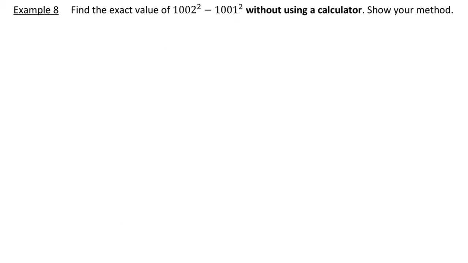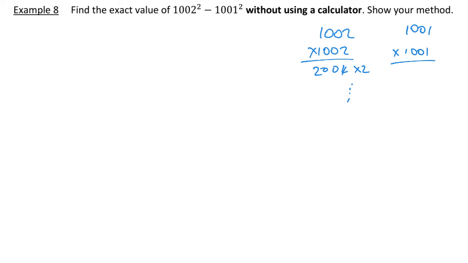Example 8, find the exact value of 1002 squared minus 1001 squared without using a calculator. Oh, that's annoying. Show your method. So rather than doing 1002 multiplied by 1002, so we multiply by 2 first of all to get 2004 and so on, and do the same for 1001 multiplied by 1001. That's going to take a while.